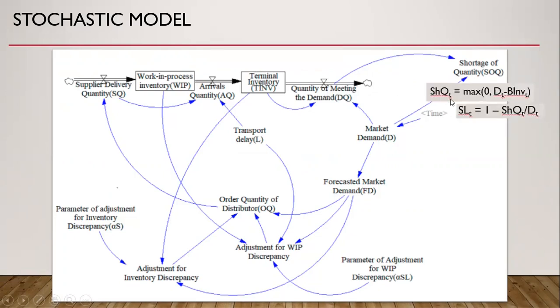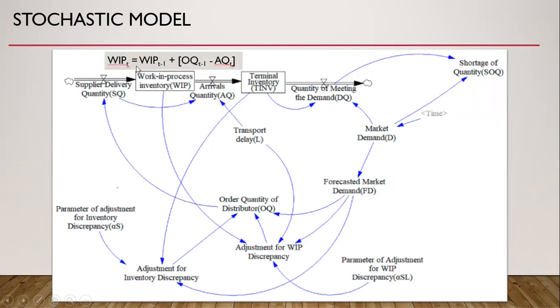If there is shortage, then the market demand is more than our inventory. And this shortage quantity is the maximum of either 0 or this difference. And the service level at the point T is defined as 1 minus shortage quantity divided by the market demand.